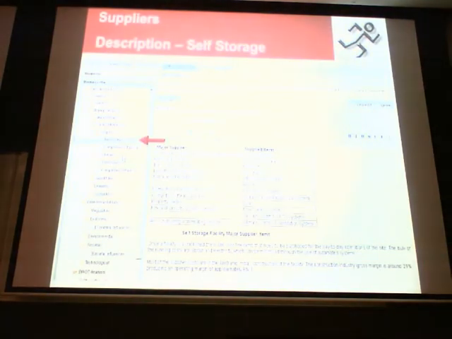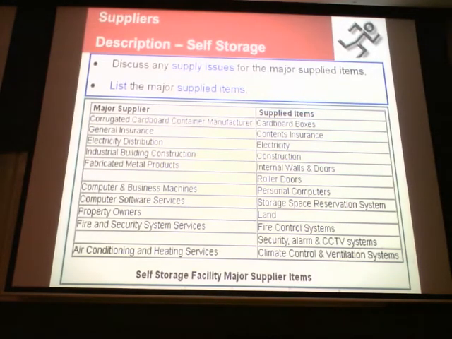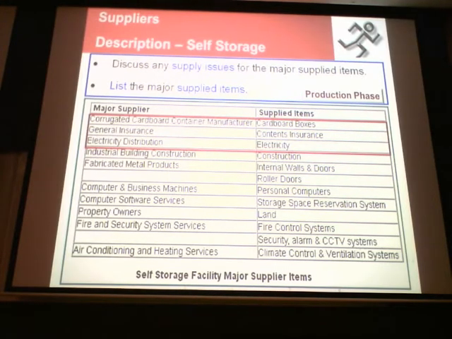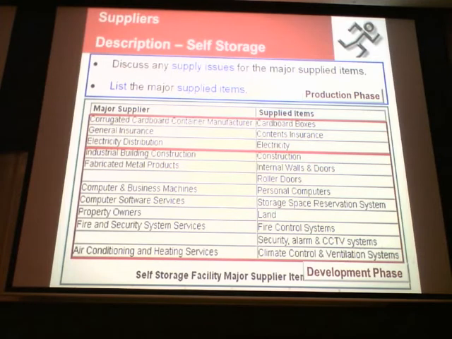I clicked on the business plan tab and worked my way down to suppliers and described them. And let's see what I've put here. I've just listed all the things in a table of what we need to provide to have this self-storage facility going. That's the production phase. We need cardboard boxes and those sort of things, some insurance, electricity. And in the development phase, this is where we need to construct the building, roller doors, internal walls, personal computers. We need the land itself, fire systems, security systems, climate control systems, etc. So most of it, most of the expense is here in that development phase.